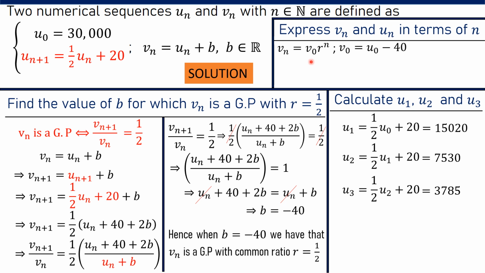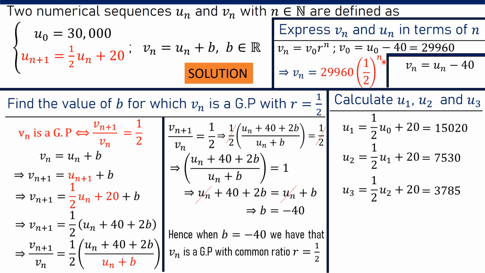Now what is v0? Since our b is equal to negative 40, it means that our vn is equal to un minus 40. So v0 becomes u0 minus 40, but u0 is 30,000, then minus 40 gives us 29,960. So with that said, our vn becomes 29,960 times the common ratio, which is half raised to the power n. Now let us express un in terms of n.